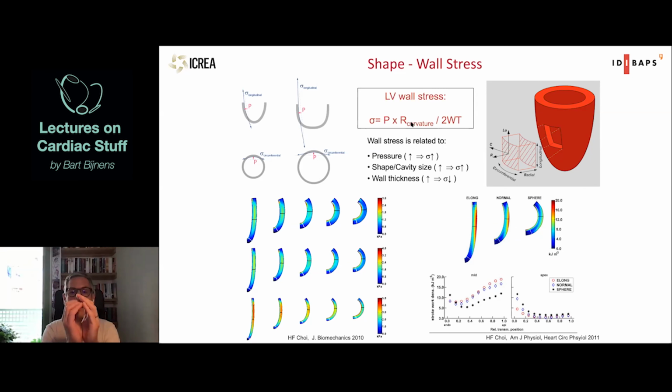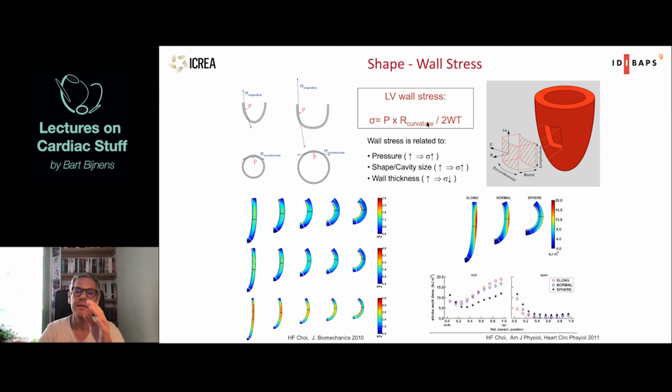So you see that a small ventricle with a small radius of curvature has, for the same pressure, a much lower wall stress than a large ventricle, which intrinsically has a larger radius of curvature. And this is inversely related to the wall thickness. So thicker walls will also have lower wall stresses for the same pressure. This is important when we talk about pressure remodeling.